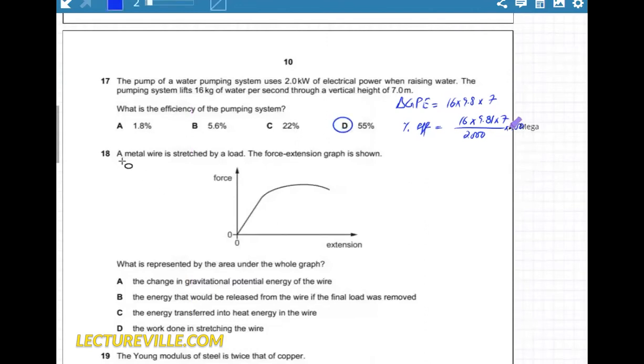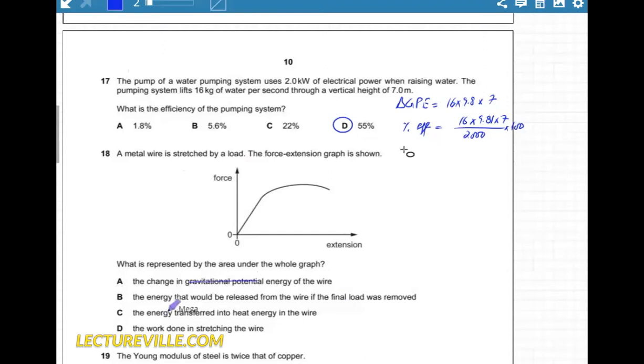Next question. A metal wire is stretched by a load. The force extension graph is shown. What is represented by the area under the whole graph? This area of the force extension graph is actually a kind of energy or work done, because force multiplied by distance is always work done. Let's see: the change in gravitational potential energy of the wire. No, it is not getting higher or lower. So this part of the statement is incorrect.